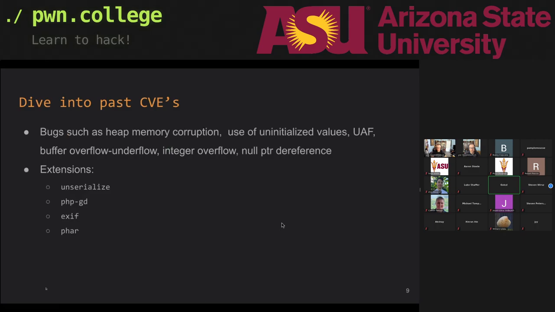So as mentioned in the previous slide, while analyzing past CVEs, we found bugs such as heap memory corruption, use of uninitialized values, use after free, buffer overflow, underflow, then integer overflow. All these were the commonly found or reported bugs. And in the end, we came down to the four extensions, which are unserialize, PHP GD, EXIF, and PHAR.